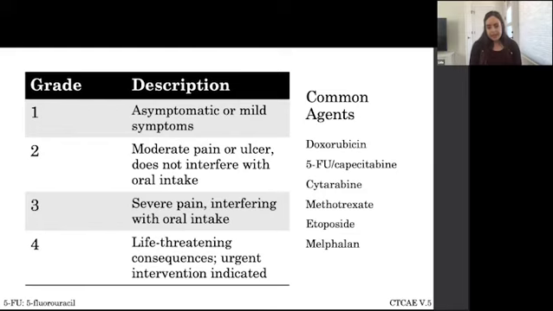There are many agents that can cause mucositis. So this list certainly is not comprehensive, but these are some of the most common cytotoxic drugs that we see mucositis with. Things like doxorubicin, 5-FU or 5-fluorouracil, and I want to emphasize that's mostly the bolus form of 5-FU, not so much the infusion of the drug. Then there's cytarabine, methotrexate, and high-dose etoposide and high-dose melphalan, which are used in the stem cell transplant setting.